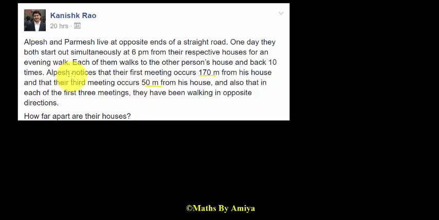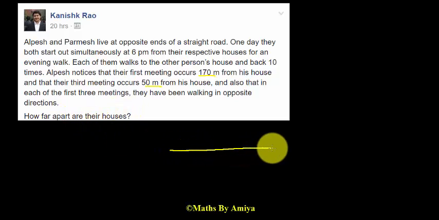Means we need to work on Alpesh's side, and also that in each of the first three meetings they have been walking in opposite directions. So this is the case of perfect meeting. Please add one more point. There is no meeting at the opposite ends in the first, second and third meetings. Okay, now solve the question. The question is, how far apart are their houses?